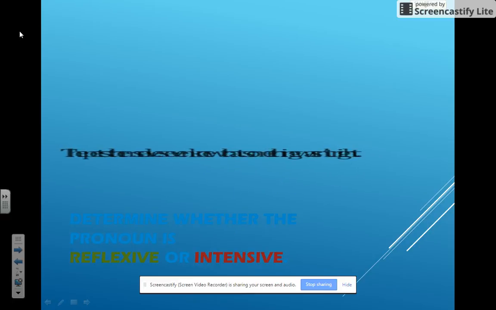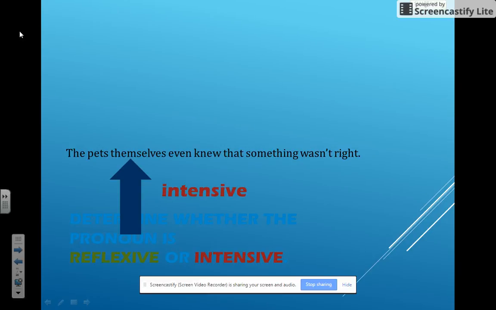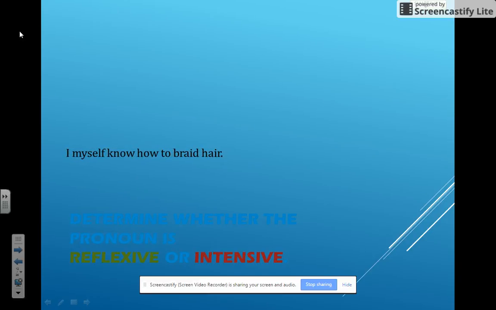This is reflexive. The pets themselves even knew that something wasn't right. Notice how themselves is our pronoun. Can I take themselves out? The pets even knew that something wasn't right. Yes, I can. This is intensive. I myself know how to braid hair. Myself is a pronoun. Can I take it out? I know how to braid hair. Yes, I can. That's intensive.